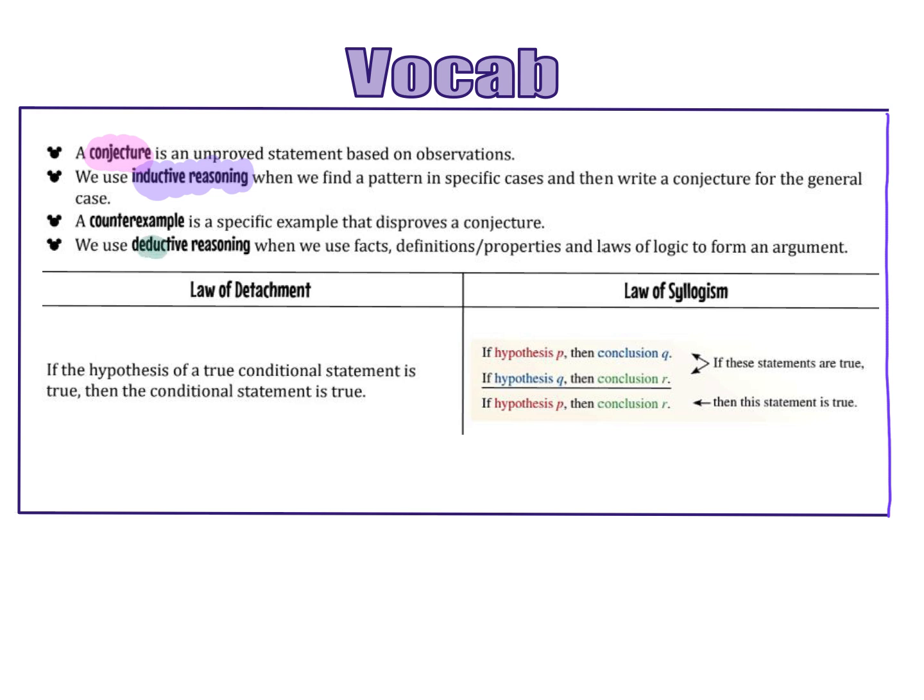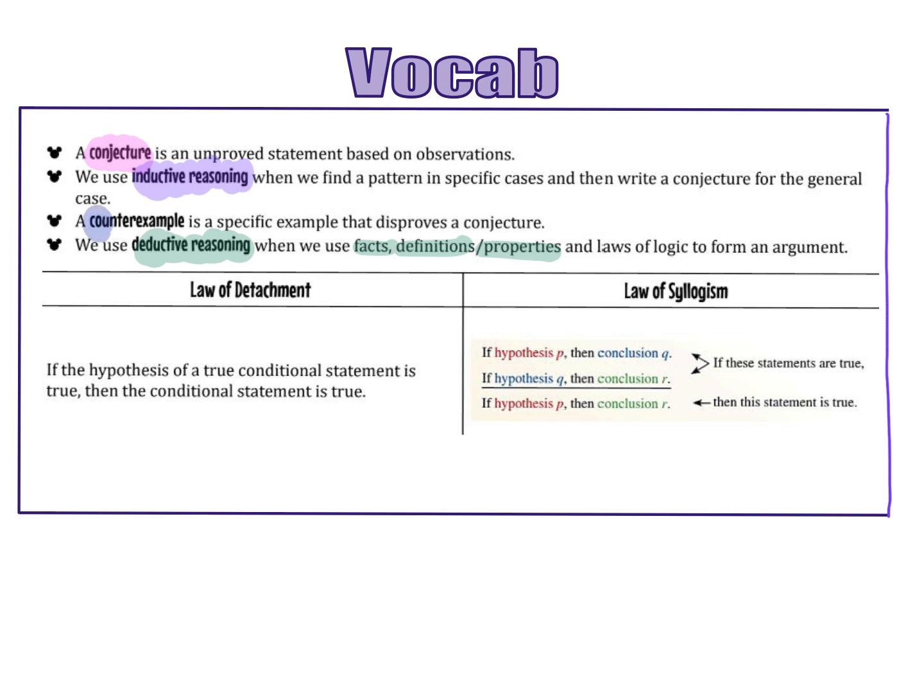Deductive reasoning is when we use facts, definitions, properties, and different laws of reason to create a pattern. This is the one that we're going to use the most often in math. And specifically in this class, when we're creating a proof, we're going to be using those definitions, properties, and facts.